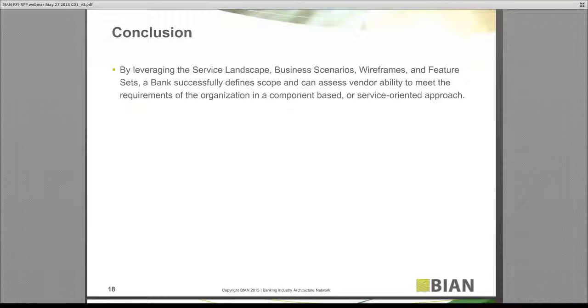I think we would have had a lot of distractions along the way that would have taken a lot longer to get past had we not had the framework, the scenarios that have come from the membership, and the wireframing that we worked in conjunction with BIAN along the way to put together.